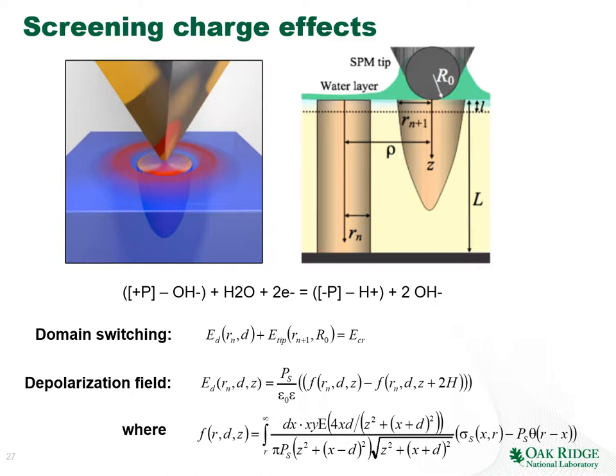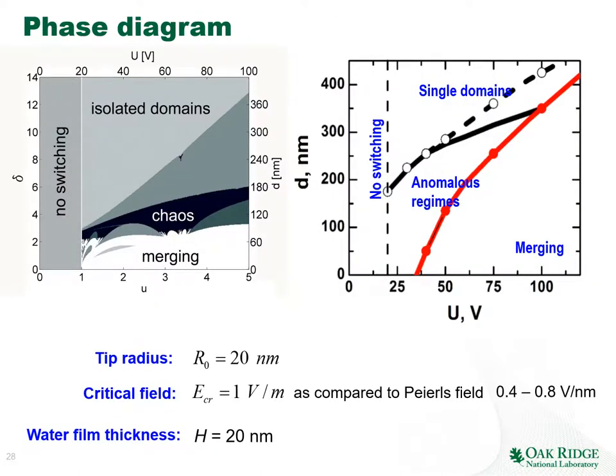So this suppression of the switching in the vicinity of already switched domain is the mechanism that results in this intermittent chaotic behavior. We have analyzed this behavior in detail using the appropriate numerical model, and it turns out that we can create a diagram for possible switching behaviors that show the regimes of no switching if our voltage is not enough, a regime of isolated domains if the domains are far from each other, they just don't care, but there is a regime where we start to observe the intermittent and chaotic behavior. And it turns out that this phase diagram is very close to the experimentally observed behaviors.